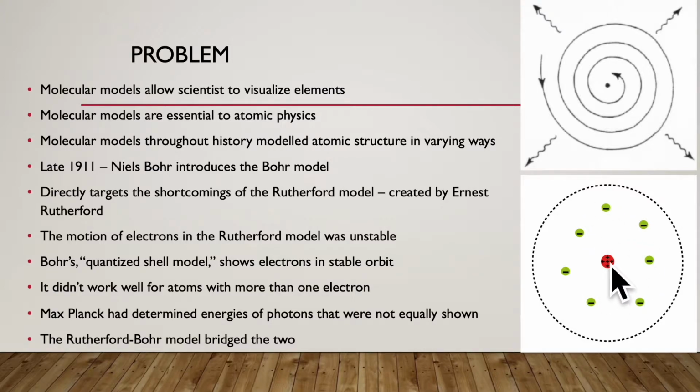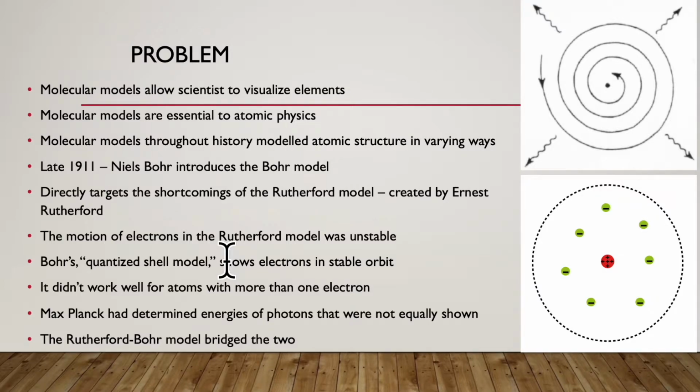It's just a proton, and then a bunch of scattered electrons. But this one is designed to show the electrical energy that comes off of it. It's more stable with the electron rings, and you can see energy radiating off of it. And this one is literally just a bunch of electrons that have been thrown into a cluster. So Bohr's quantized shell model shows the electrons in a stable orbit, and it didn't work well for atoms with more than one electron.